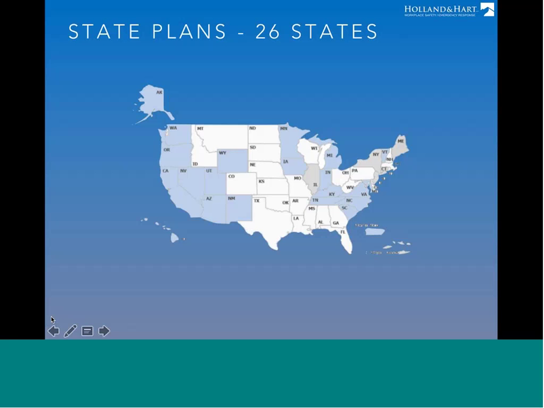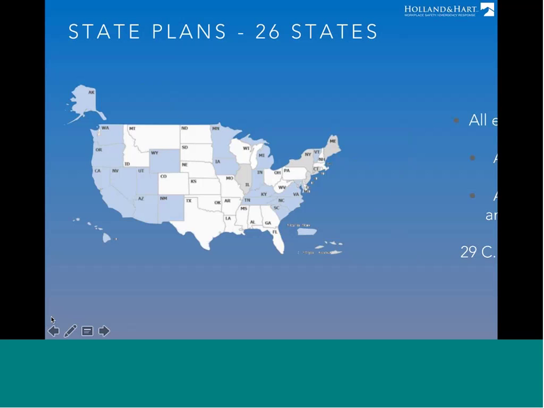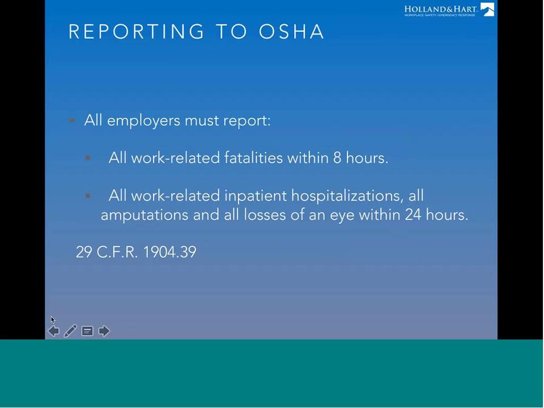I also want to point out, for a lot of the state plans, and primarily a lot of the state plans in the Rocky Mountain region, those state plans have incorporated, with some small exceptions, virtually the entire federal OSHA regulatory scheme. So how does OSHA get to your site?